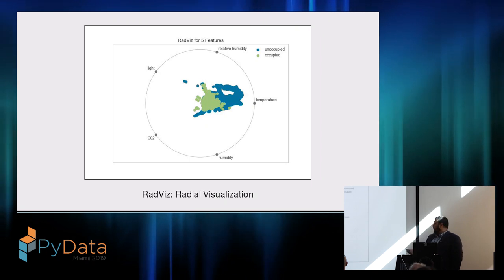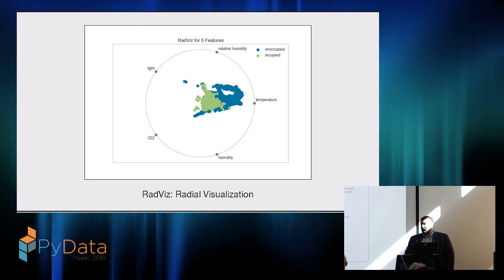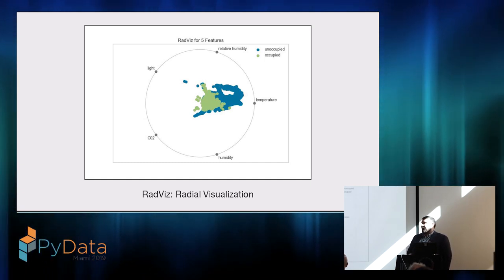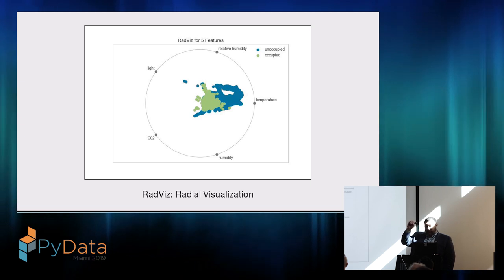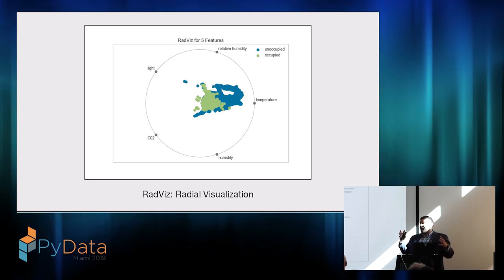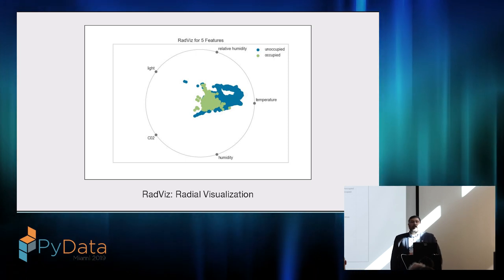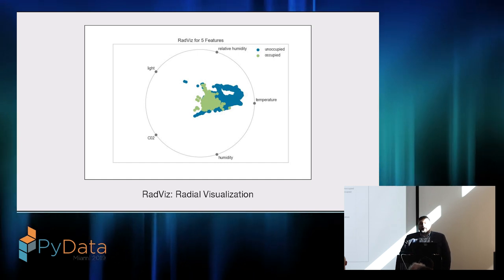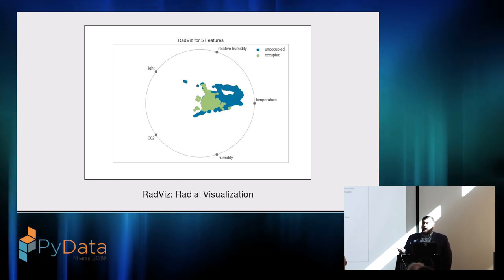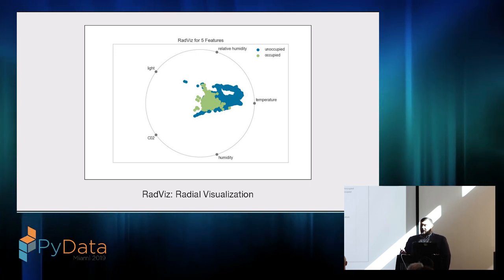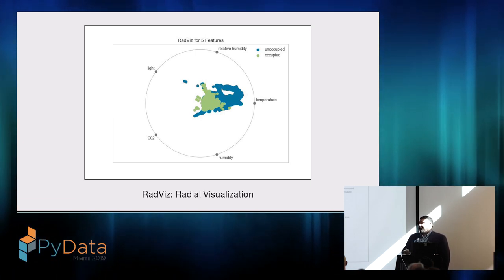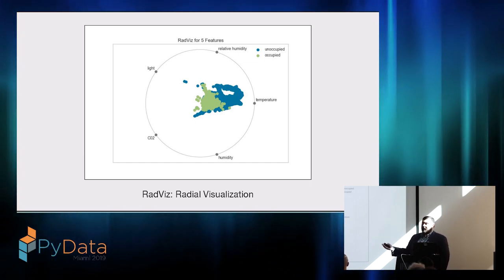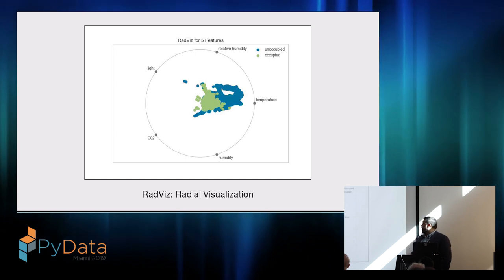One very good approach from the genomics world is to use radial visualization. What you can do is plot the features around the outside of the unit circle, and then you can think of the points as dropped in the middle and pulled to the outside based on the strength of that feature in that direction. And what you can see here in this two-class problem, using sensors to determine if a room is occupied or unoccupied, is that there is a clear separability between these two classes. That hints that with this feature set, a binary classifier is going to be effective on this data, right? So this is good news for us.